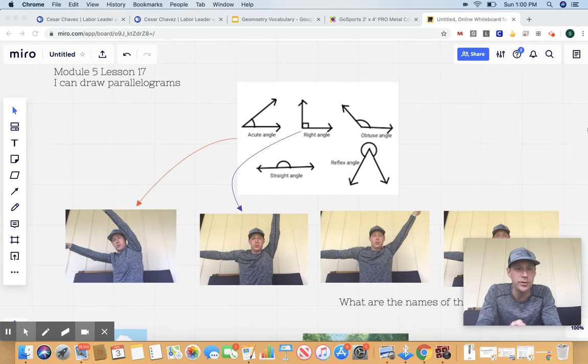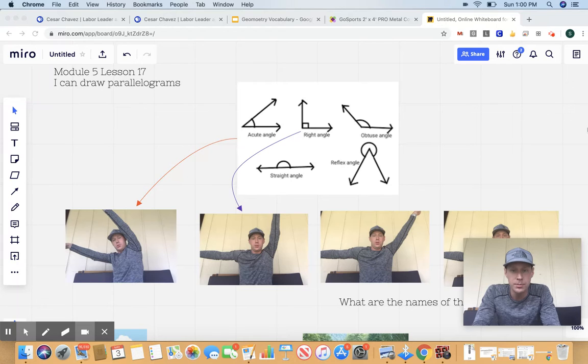We are in Module 5, Lesson 17. You should have your module book out and ready to go. Today's learning target says, I can draw parallelograms. We're going to spend only a little bit of our time together here drawing parallelograms. We're going to spend most of our time reviewing vocabulary for geometry. That way you'll be set up nicely when you do go through Lesson 17 and are asked to draw parallelograms.